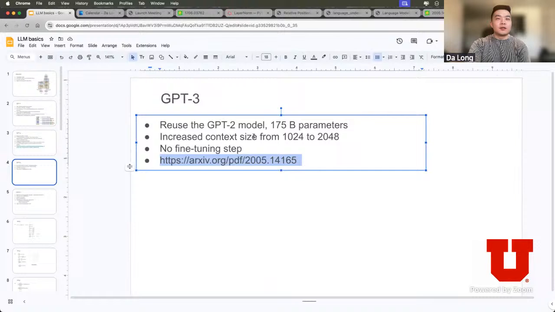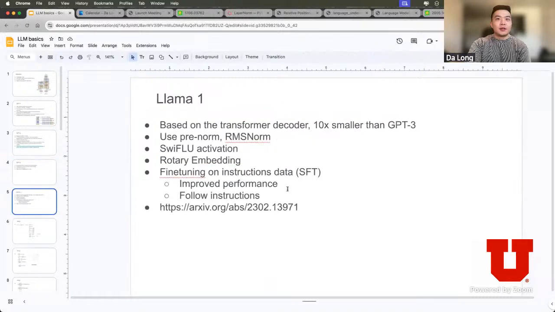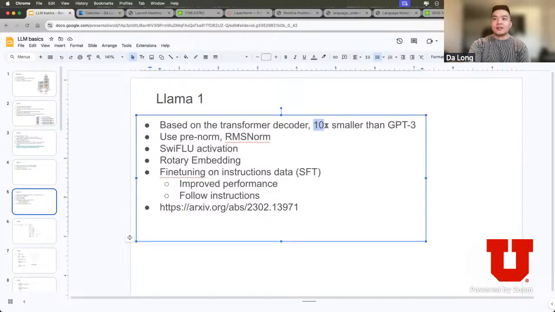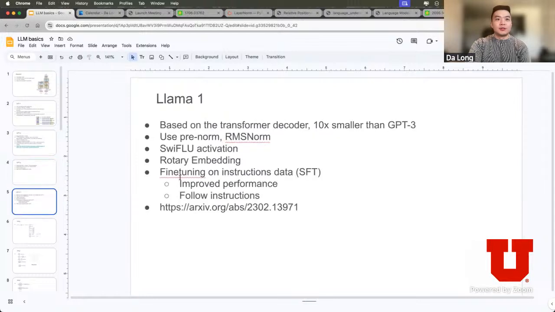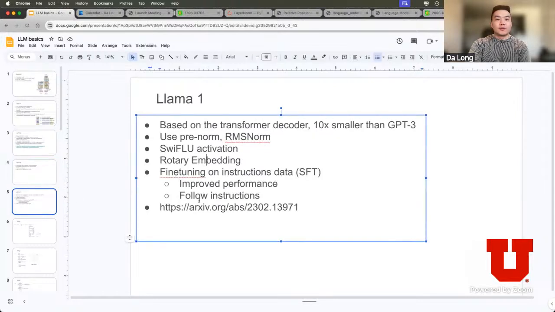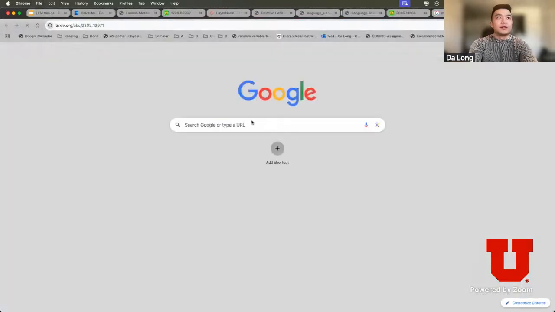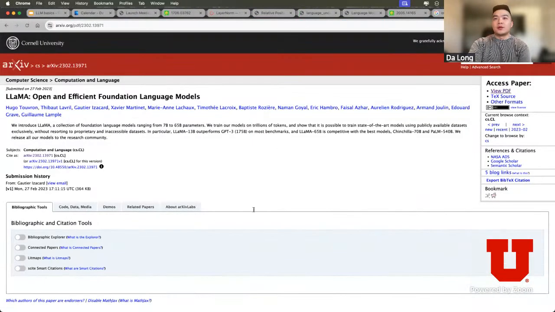Okay, so this is the GPT-3 paper. After GPT-3, Meta proposed their large language model, and actually it's like 10 times smaller than GPT-3. It's still based on the attention paper, but they have some model changes.